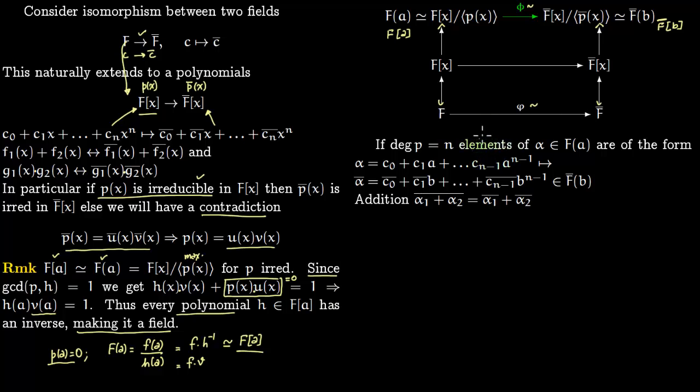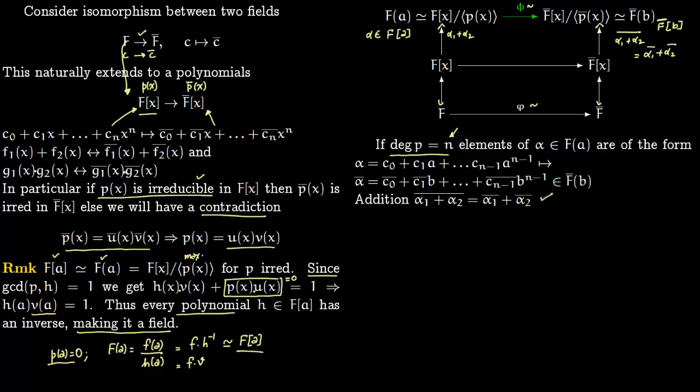So let us see this more carefully. So say the degree of p is n. So any element alpha you take here in f(a) is of this form, c0 plus c1 a up to c_{n-1} a^{n-1}, because the degree is n. So you have n terms here. Similarly, alpha bar, which lies in here in f bar(b), you have exactly like this. Instead of c0, you have c0 bar. So you can define addition. So this alpha 1 plus alpha 2 here will get mapped to alpha 1 plus alpha 2 bar here, which is equal to alpha 1 bar plus alpha 2 bar. So trivially you can add and check.